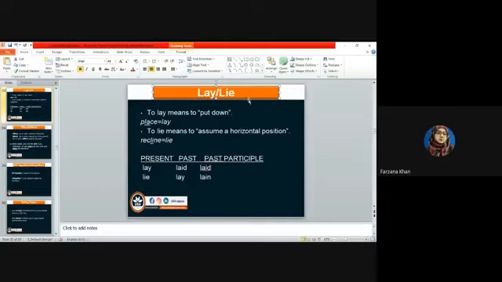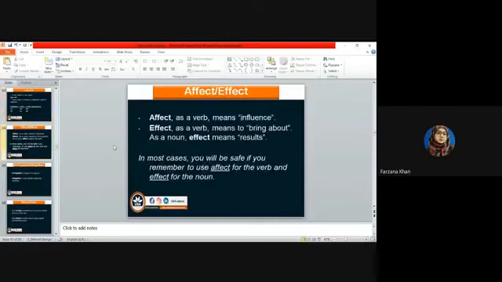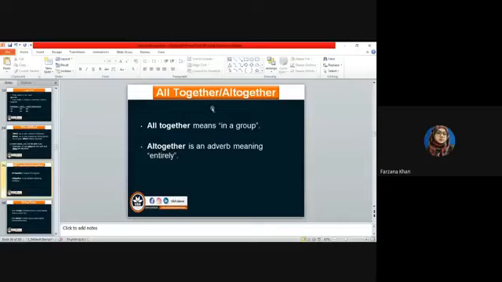So I have given these words with their explanations so that you avoid any type of mistake in your cover letter. Affect and effect have different meanings and different uses, which I have elaborated with examples here. Similarly, "all together" and "altogether". "All together" means in a group. "Altogether" is an adverb meaning entirely.